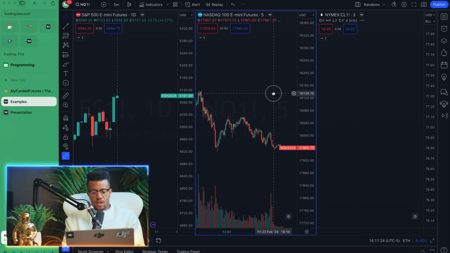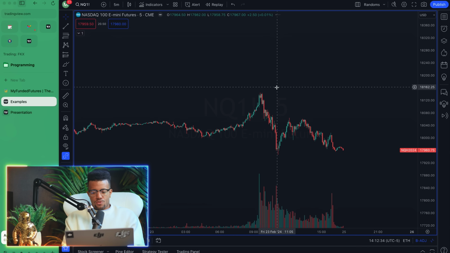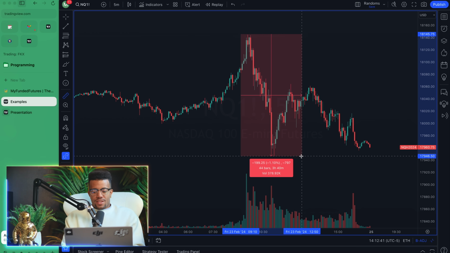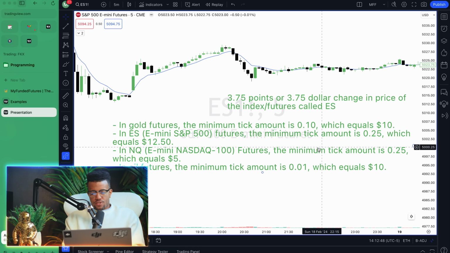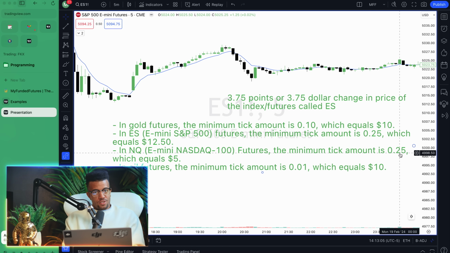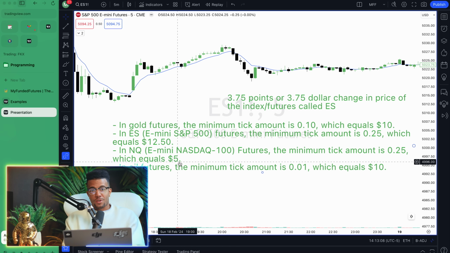Look at NQ. I have this handy dandy chart open. We'll expand the NQ chart in TradingView, and let's just measure this move from top to bottom, 797 points. Now let's go back to our chart here. It says the minimum tick amount is 25 cents, which equals $5. Okay, so 1 point on NQ, if it moves 25 cents, $5, that means 1 point is $20. Okay, 4 quarters in a dollar, 4 times 5 is 20. Sticking with me?